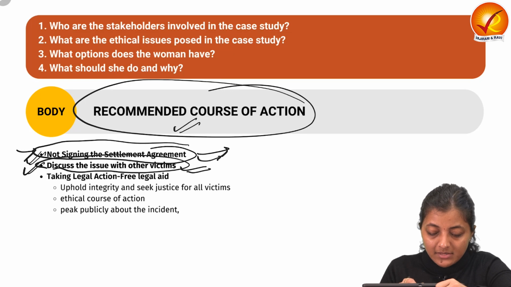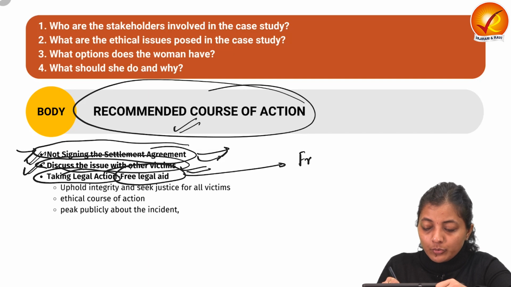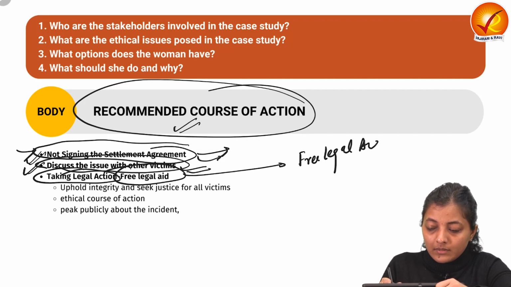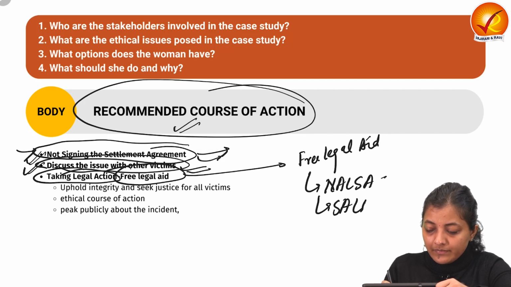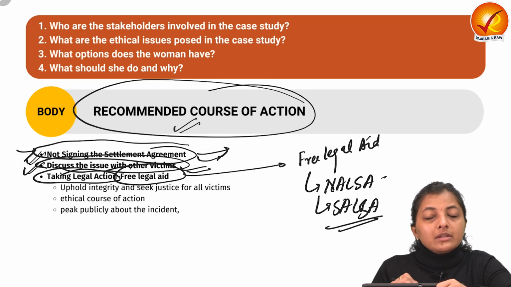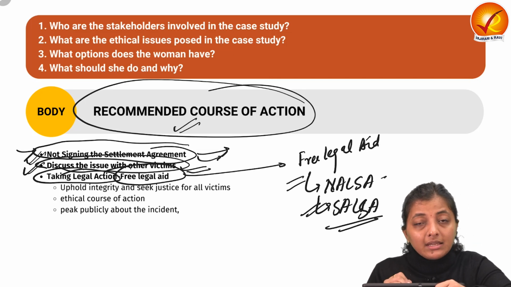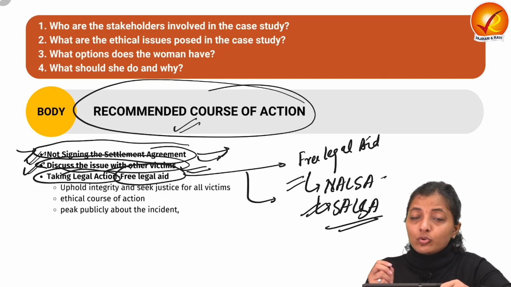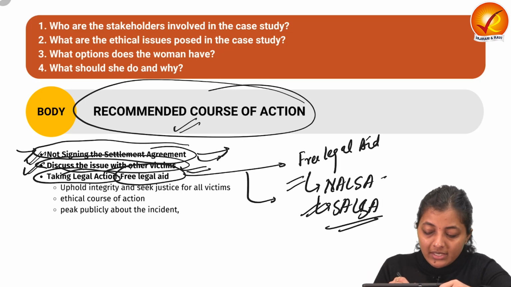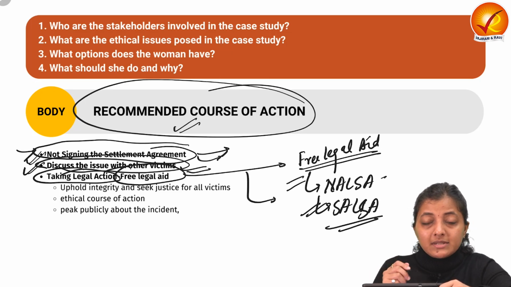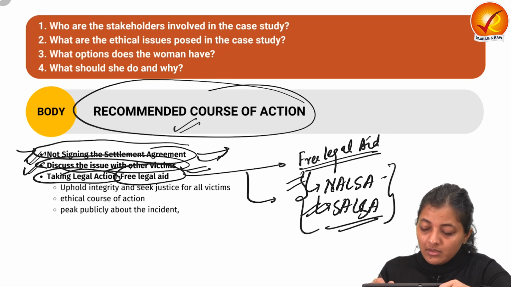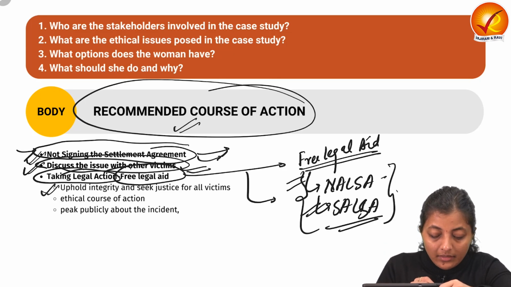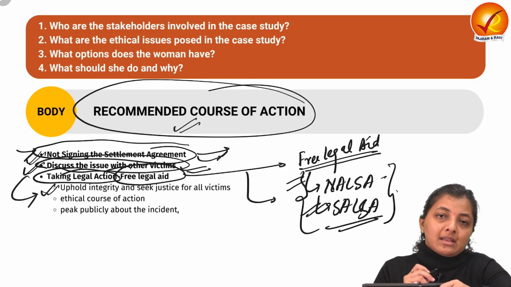She should discuss the matter with the other victims and take legal action, using the free legal aid the government provides to the poor, like NALSA at the national level and SALSA at the state level. She can take help from these free legal aid measures from the governmental side, because maybe she cannot afford an expensive legal suit, so she can use the less expensive or free measures from NALSA or SALSA.